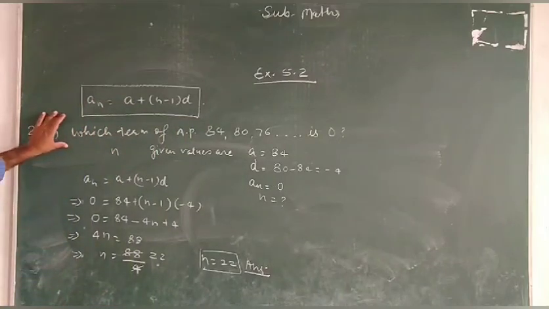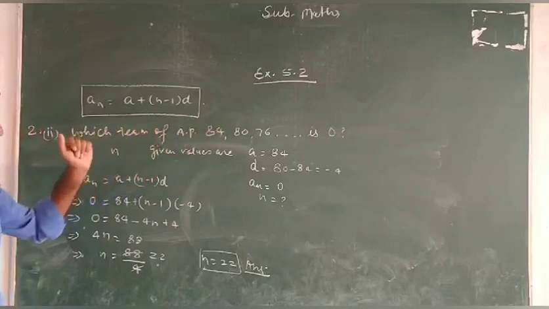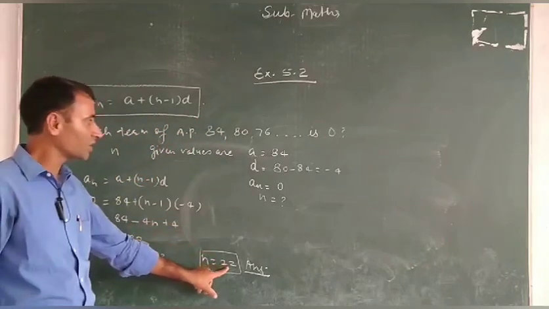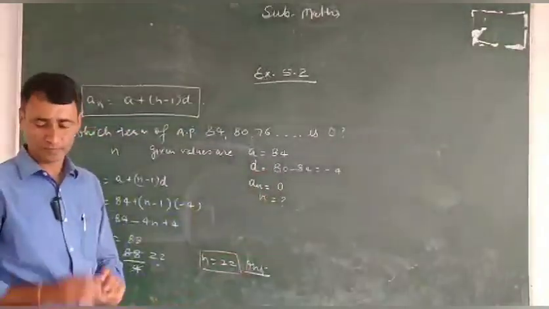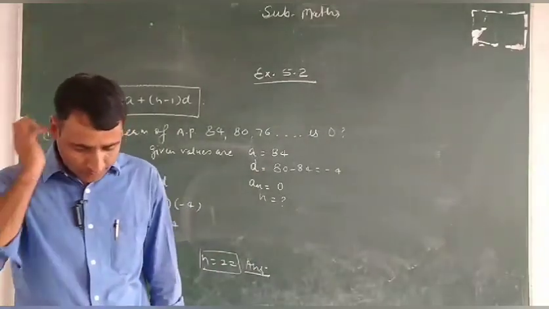So the question asked us which term of this AP is 0. So we can say that its 22nd term will be 0. Okay, come to the next question.